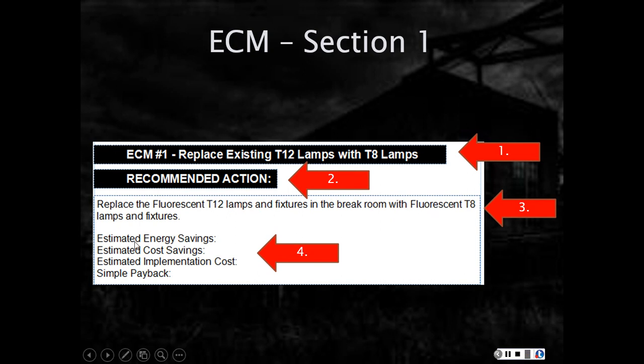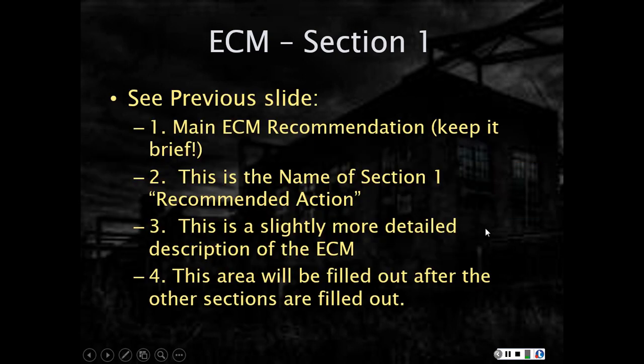And then finally, we have an estimated energy savings. Typically, this is going to be in kBtu's. We're going to have an estimated cost savings. That's going to be dollars per year. We're going to give them an idea of implementation cost. What's this going to cost out of pocket? And then we're going to calculate a simple payback. So this is under the very first section, the recommended action. And that's the description of the slide, in case you need a recap.